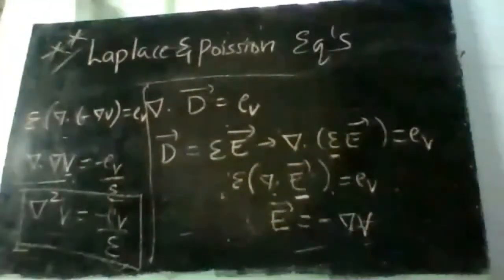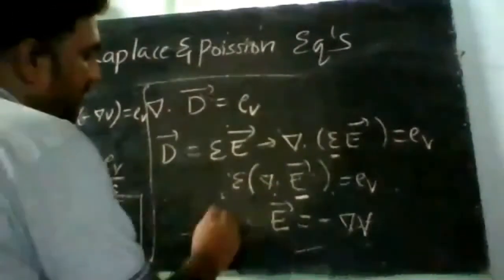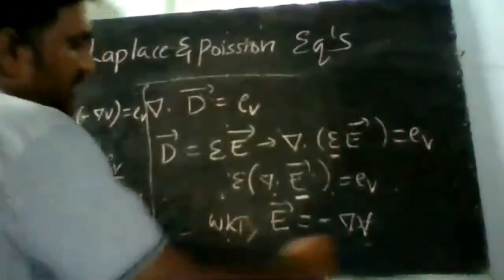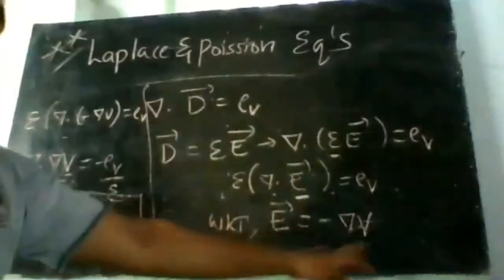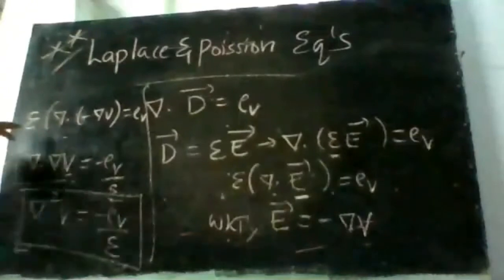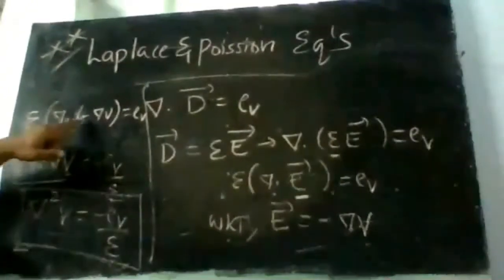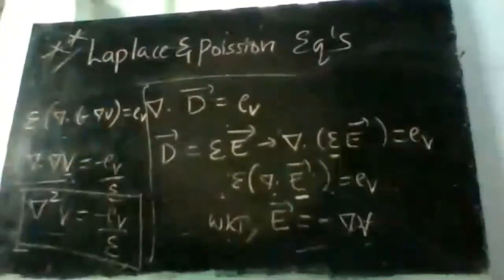Now we know that E bar is equal to minus del V. So E bar is nothing but the gradient of potential. Substituting that, epsilon into del dot minus del V is equal to rho v.